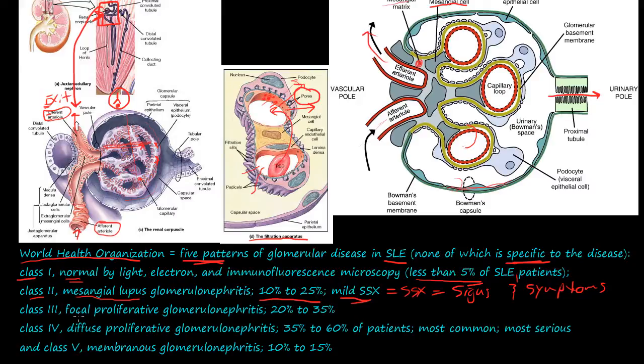Class 3 is focal proliferative glomerulonephritis, and 20 to 35% have this. Class 4 is diffuse proliferative glomerulonephritis. If you get glomerulonephritis, it's the most common and also the most serious, with 35 to 60% of patients having it. Fortunately, class 5 is the least common, and it's membranous glomerulonephritis.